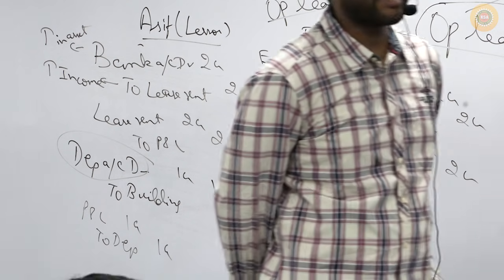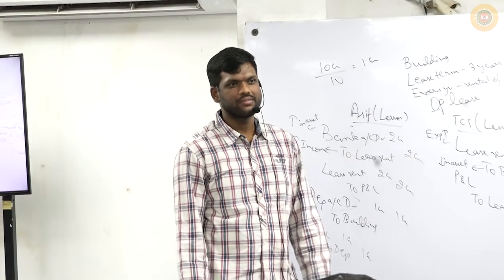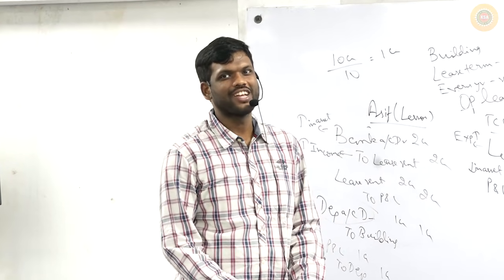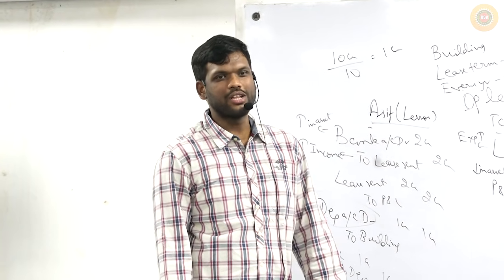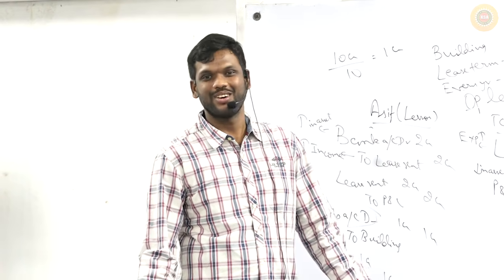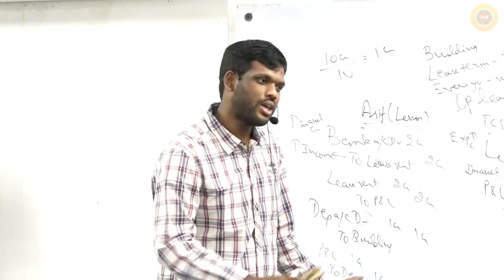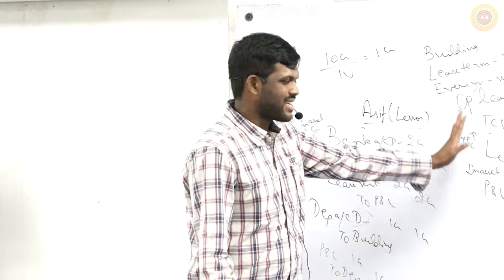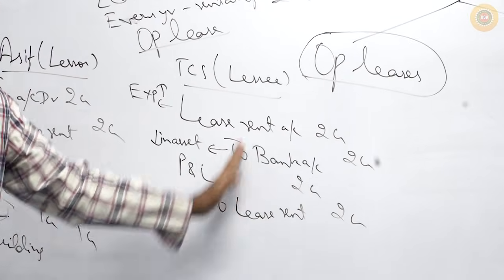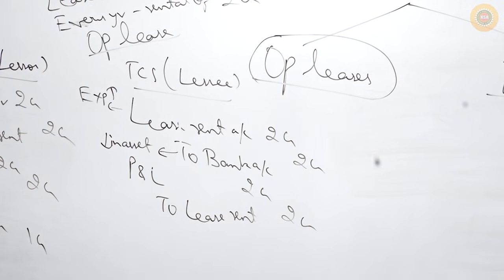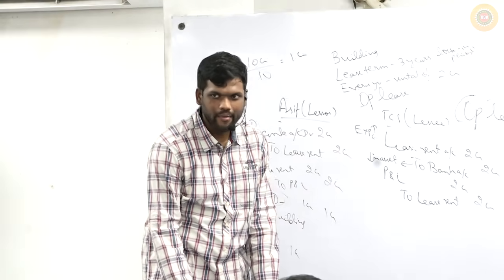If it is an operating lease, the asset will be in the books of the lessor or the lessee? Who will charge depreciation? Who will charge impairment? The lessor will do the impairment test. He will find the recoverable amount, compare it with the carrying amount, and he will only do the impairment testing also. In the lessee's books there is only one entry: lease rent to bank, P&L to lease rent. Clear? For the lessee, income or expense? For the lessor, income. Okay?